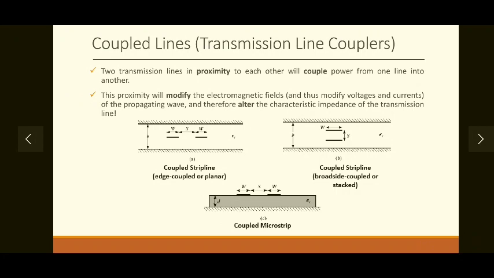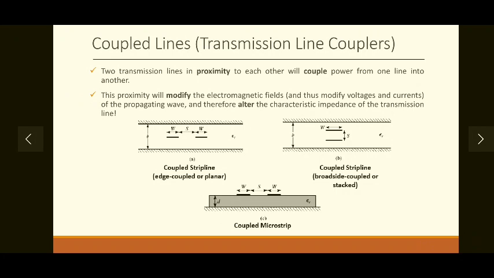When two transmission lines, remember each transmission line has two wires, so two transmission lines will have four wires, so it becomes a four port network in that case rather than a two port network, because each transmission line will have a two port network, so two transmission lines will have a four port network. So when there is a four port network transmission line, then it is a coupler.